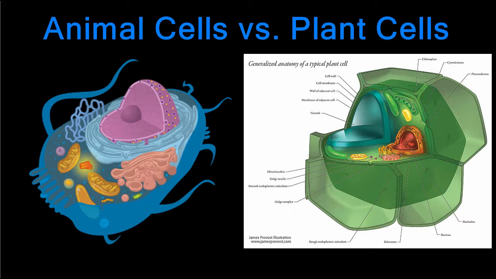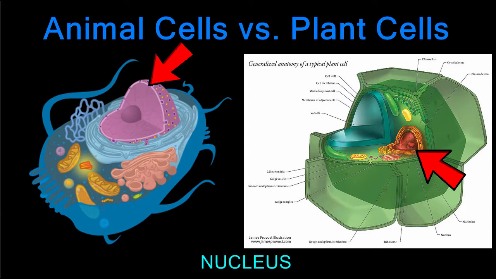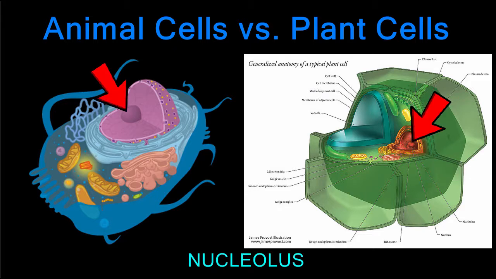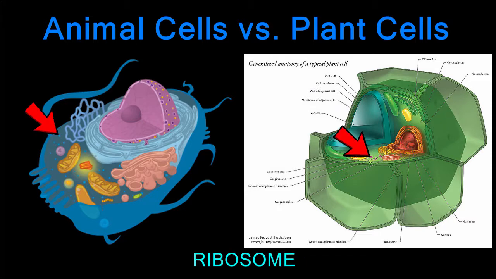Both animal and plant cells contain a nucleus, which is encased in a nuclear membrane. The nucleus is responsible for storing genetic information. The nucleolus inside the nucleus is responsible for making ribosomes. Ribosomes, found in the cytoplasm, are able to read the genetic instructions from the nucleus and nucleolus and synthesize proteins.